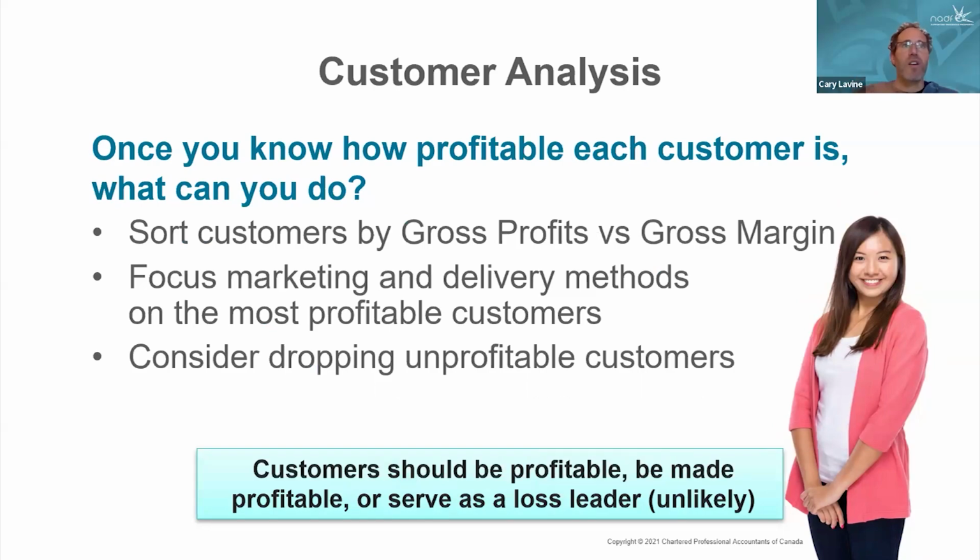I've already said this, you can sort your customers by profit or by gross margin. And then again, just like you may want to focus your marketing efforts on the more profitable products, you probably want to put your focus into the more profitable customer or customer type. If you segregate your customers by different types, and you can see that customer category A is more profitable than customer category B or C, then you say, okay, how do I get more customers like customer A rather than customer C that's not very profitable?